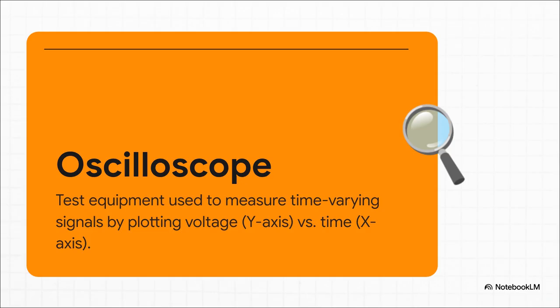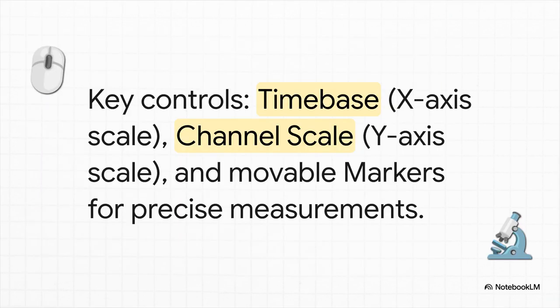The vertical axis, that's your y-axis, shows you voltage. The horizontal axis, your x-axis, shows you time. By plotting voltage against time, it literally lets us see electricity. We can see the exact shape and behavior of any signal we plug into it. Okay, let's take a look at the one we'll be using.